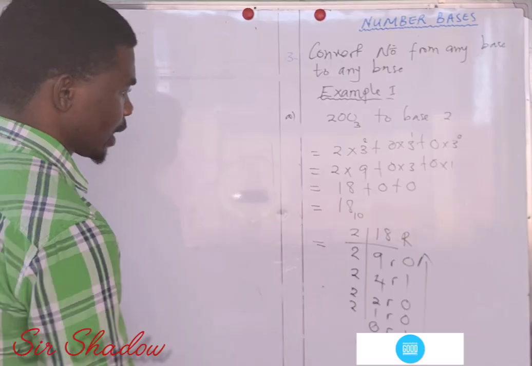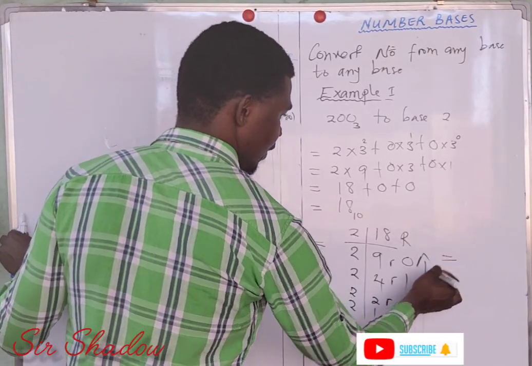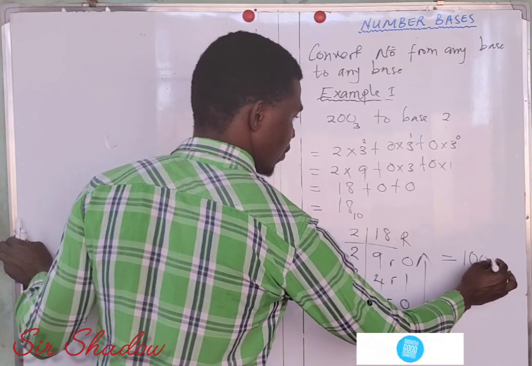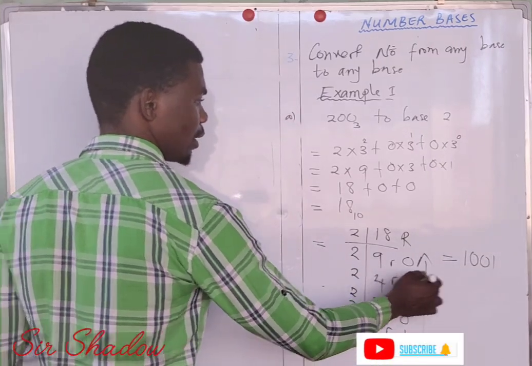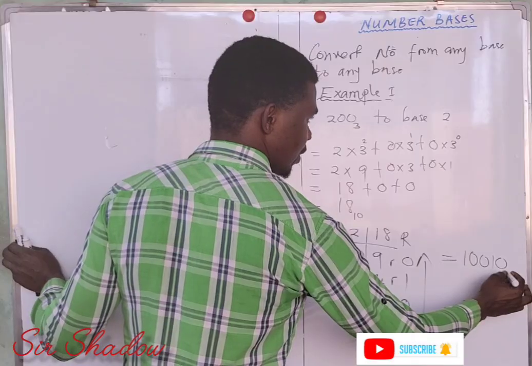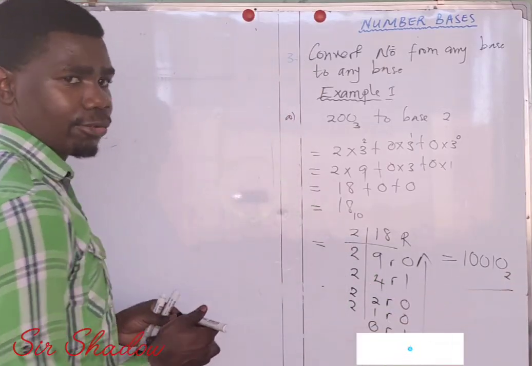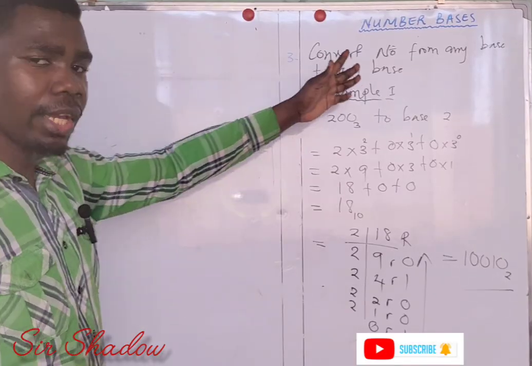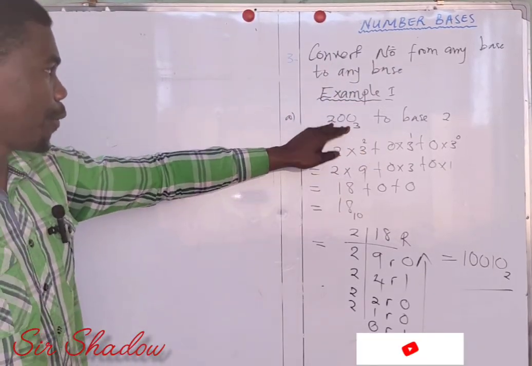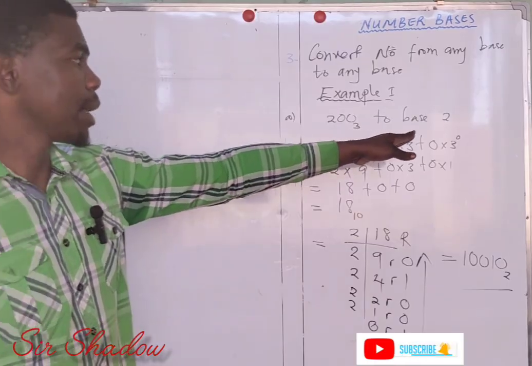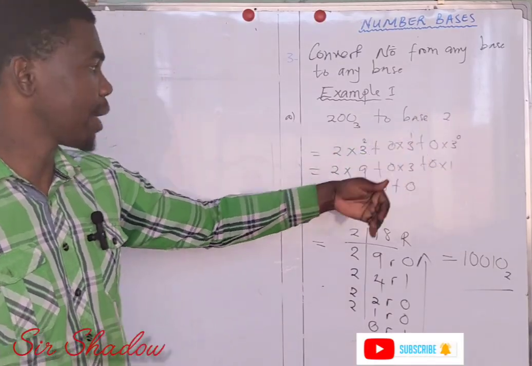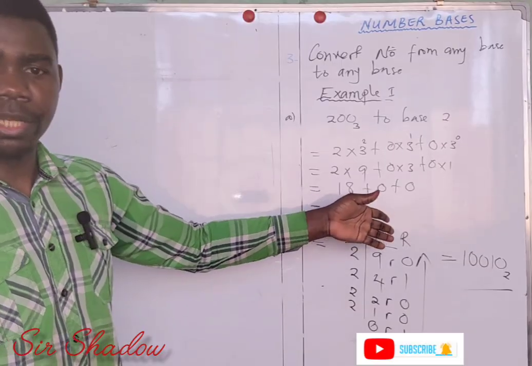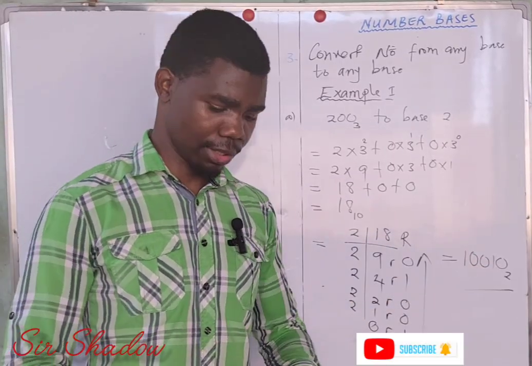Taking the remainders from the bottom up, this gives us 1 0 0 1 0 base 2. That's the solution on how to convert numbers from n base to n base. At some point, we're converting 200 base 3 to a number in base 2. First of all, you convert your number by passing through base 10, and then convert that same number from base 10 to a number in base 2.